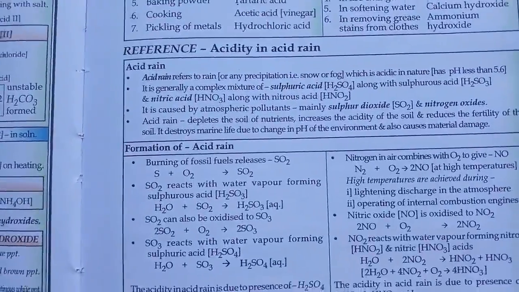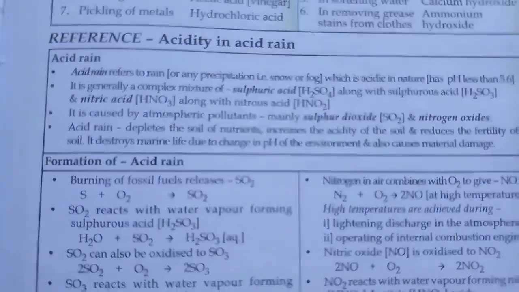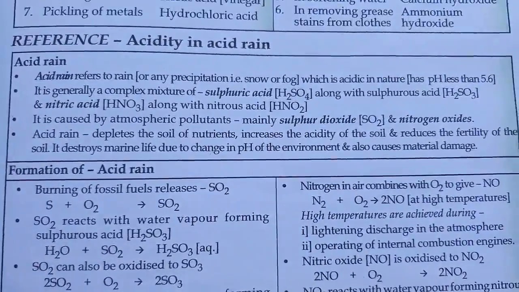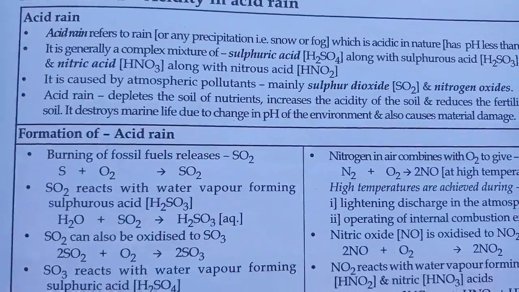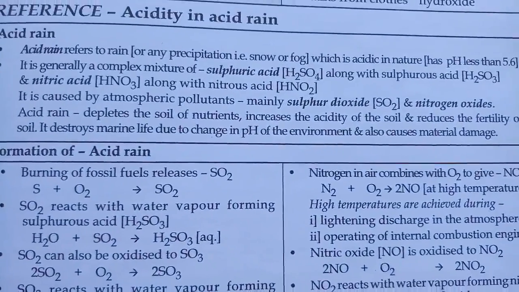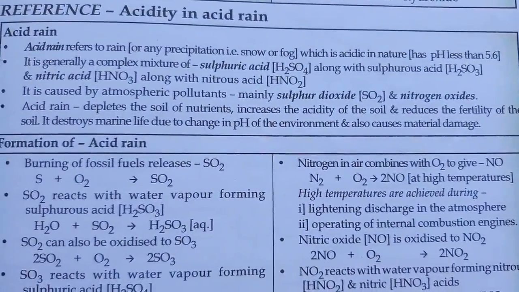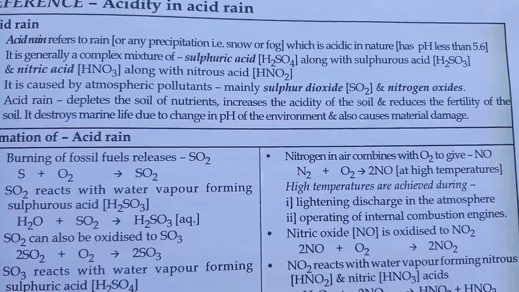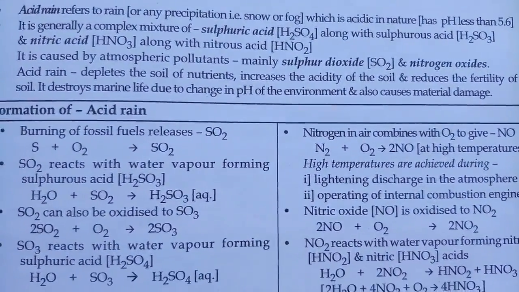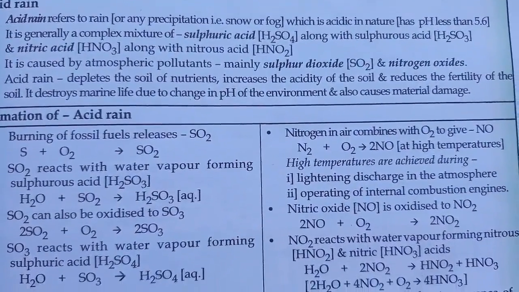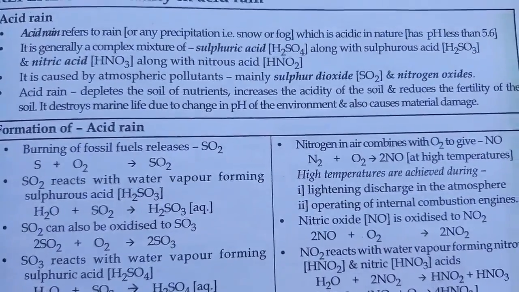Now you have learned this in a previous class, but still let us take a look at the acidity in acid rain. Acid rain refers to rain which is acidic in nature and has pH less than 5.6. It is generally a complex mixture of sulfuric acid along with sulfurous acid, and nitric acid along with nitrous acid, caused by atmospheric pollutants. You have learned this, right?